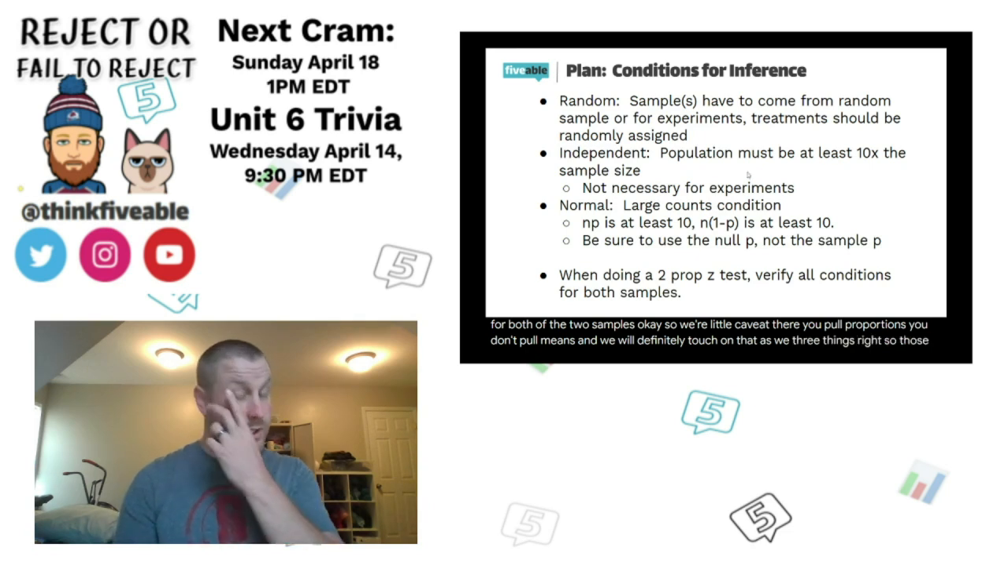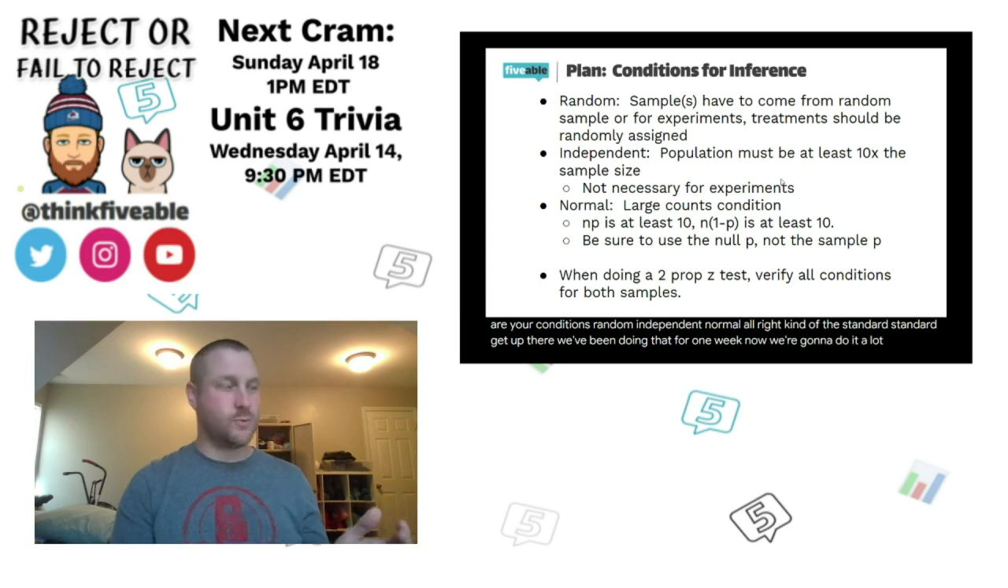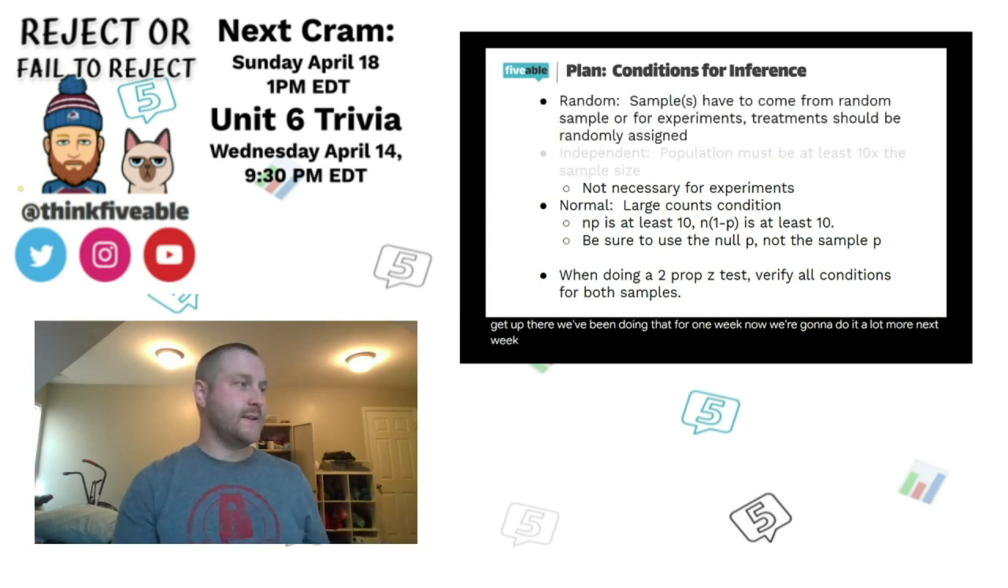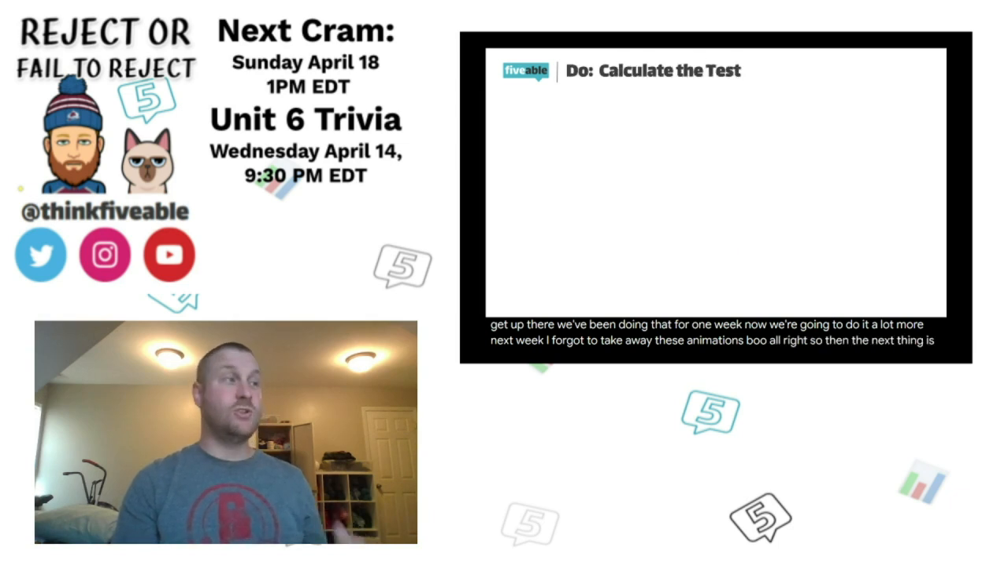All right, so those are your conditions: random, independent, normal. All right, kind of the standard get up there. We've been doing that for 1 week now. We're going to do it a lot more next week. I forgot to take away these animations. Boo. All right, so then the next thing is to do the test, to actually calculate the test. And I'll pull up my calculator here in just a second and show you what that looks like.